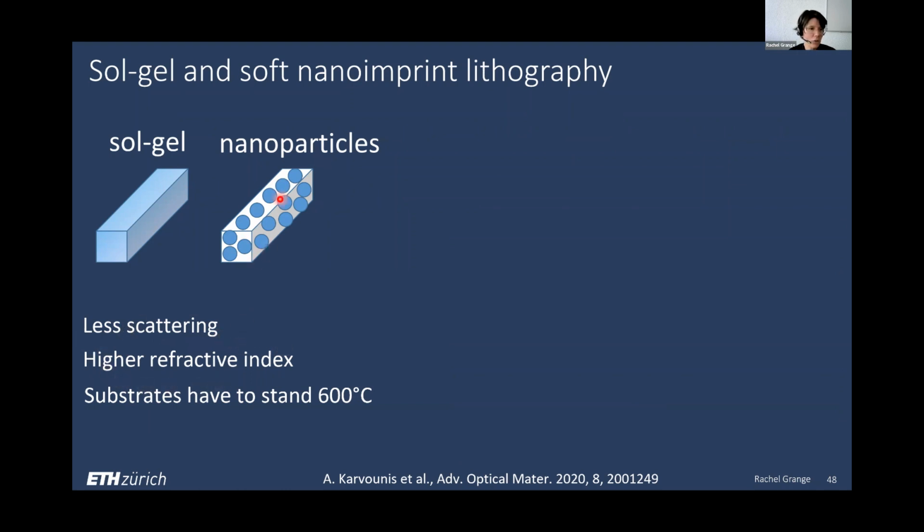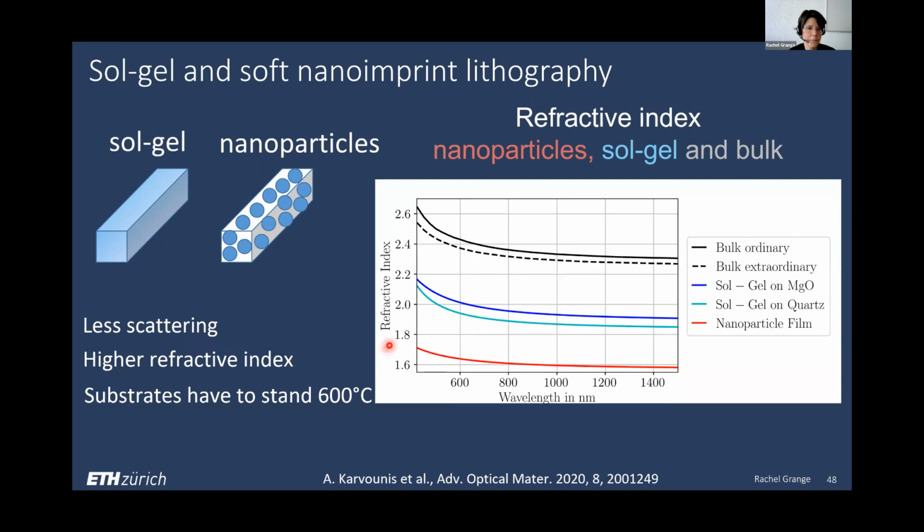Higher refractive index. So the effective refractive index of particle films is much lower, 1.8 and below, than the refractive index of sol gel, which is nearly 2, and which is still below the refractive index of bulk material. But you're really trying to push this refractive index towards the bulk by using sol gel. And of course, you have to find a substrate that withstands the 600-degree calcination step that we have.